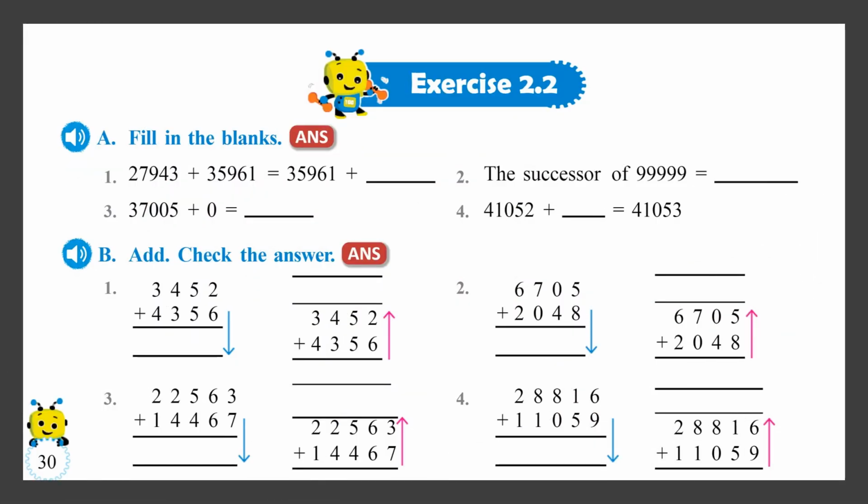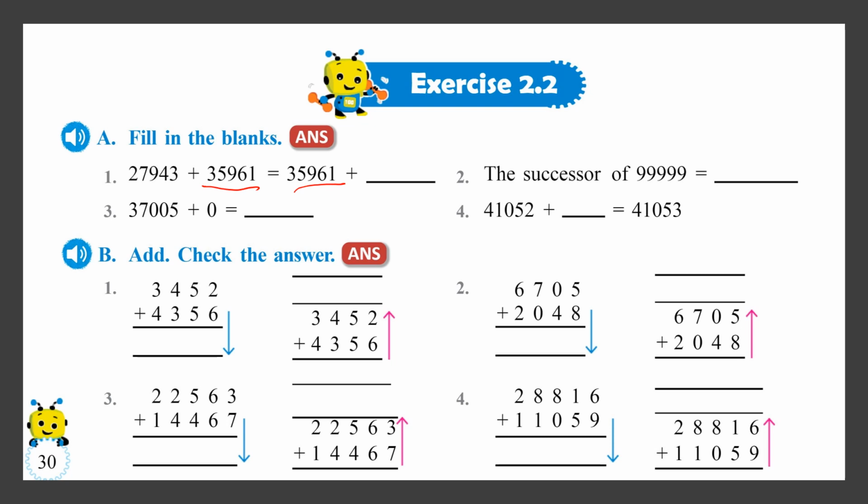We will see exercise number 2.2. The first question is fill in the blanks. The first question in that is 27,943 plus 35,961. How will you find the answer in the filler? See here, the number 35,906 is the same here.